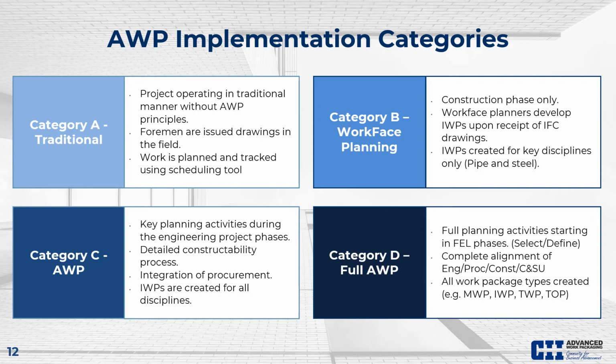Category B looks at work phase planning only, so this is just for the construction phase and is only key discipline IWPs. Category C, you're starting to implement AWP, you're pulling some of the planning activities back into the engineering phases, you're incorporating procurement, and you're creating IWPs for all disciplines. And for Category D, this is full AWP, full planning activities as early as the FEL phases, complete alignment of engineering, procurement, construction, and commissioning startup, and all work package types are being created.